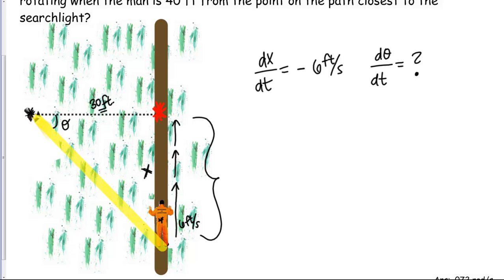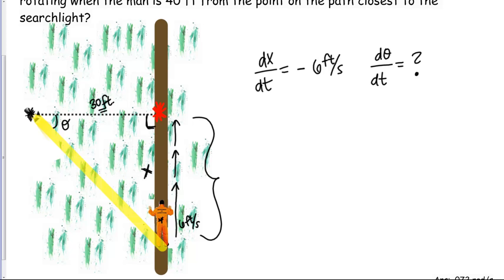The important variables in my story are x, the distance that the convict has walked along this path, or the distance he is from my red star here, and theta is also an important variable. So I need to come up with some relationship between x and theta. Often it's going to be some sort of geometry formula that proves useful. So I have a triangle here, and it's a right triangle. This is a right angle here.